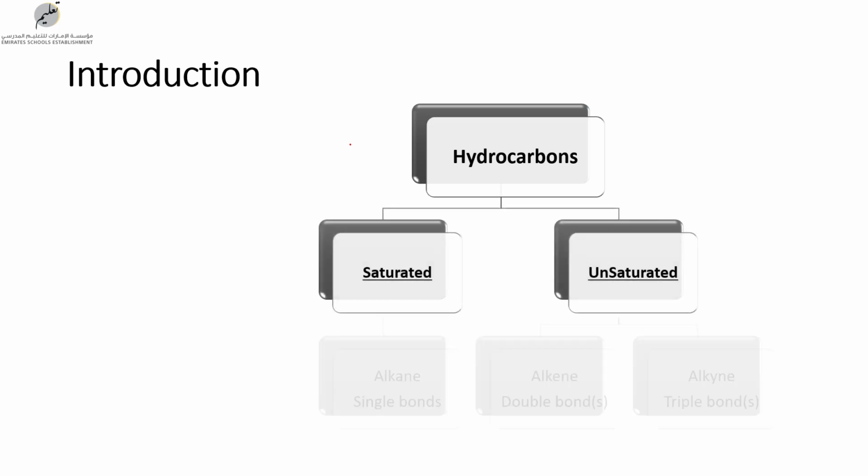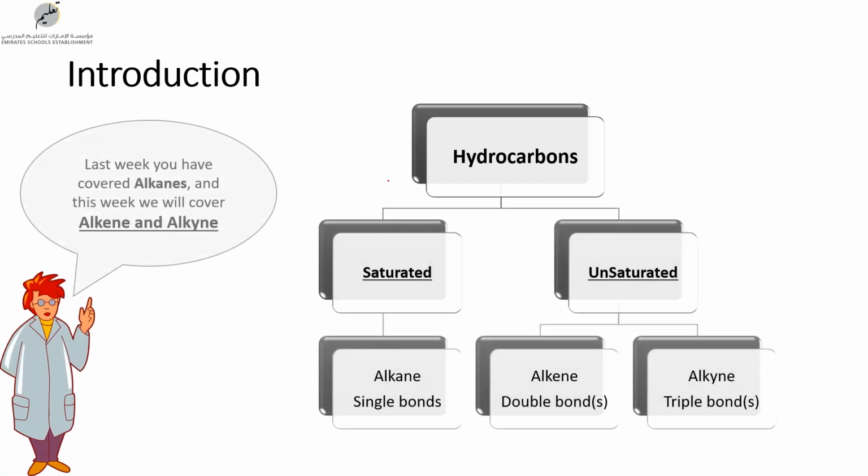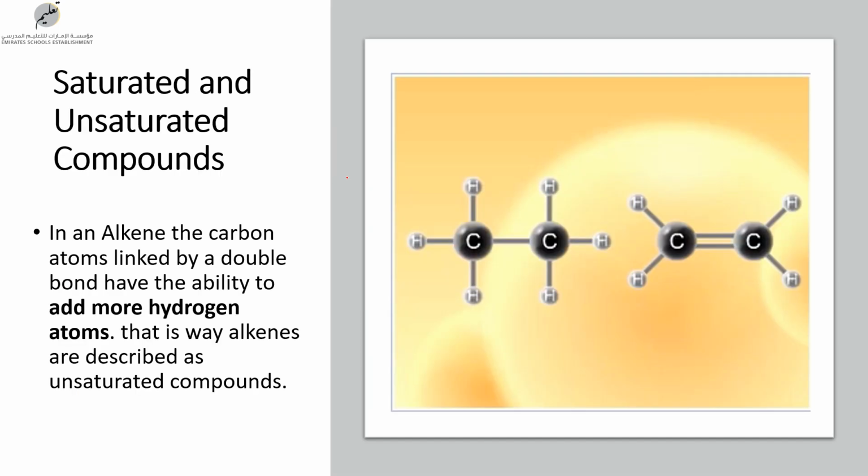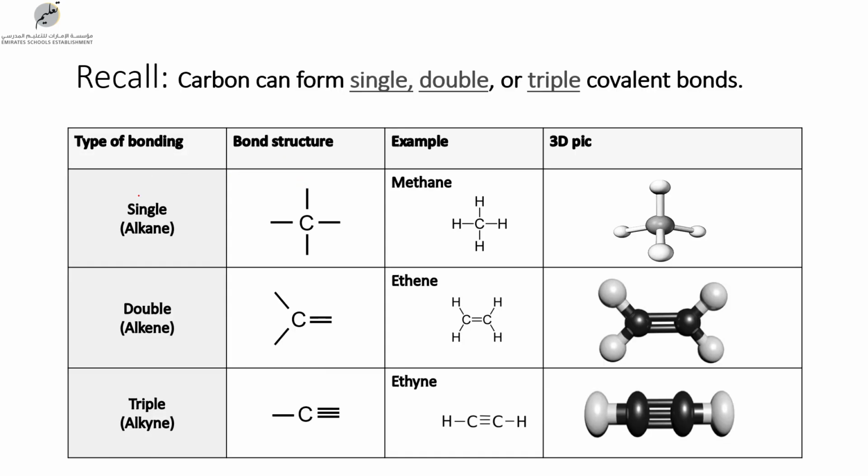Okay, so again, this is a quick revision on what we saw in section 1. We said hydrocarbons can be saturated and unsaturated. Alkanes have single bonds, alkenes have double bonds, alkynes have triple bonds. Now this is again a quick recall on the single, double, and triple covalent bonds between carbons. Okay, so you can see this is methane. Okay, we already know it. This is ethene. Okay, and this is ethyne.